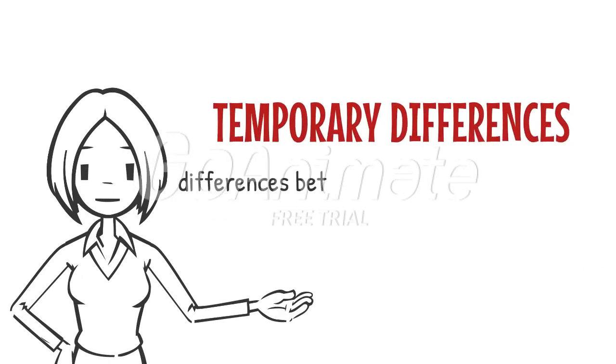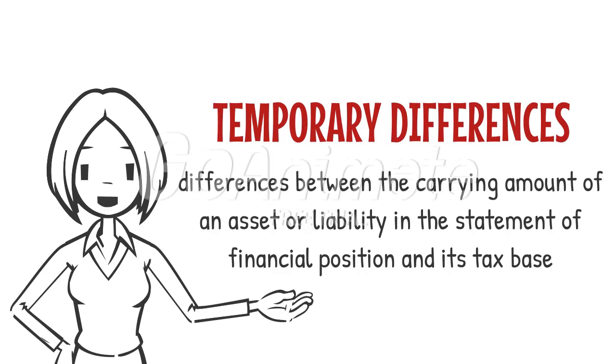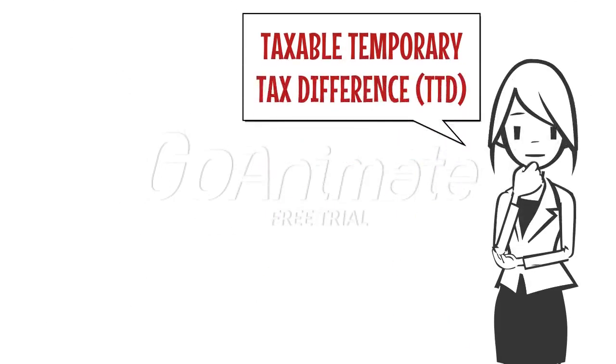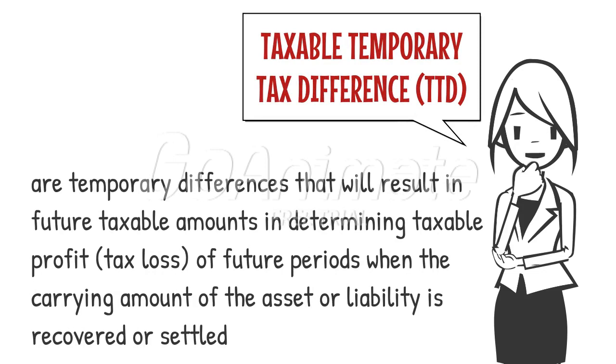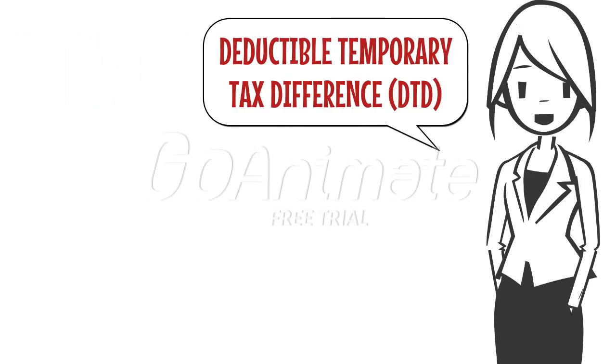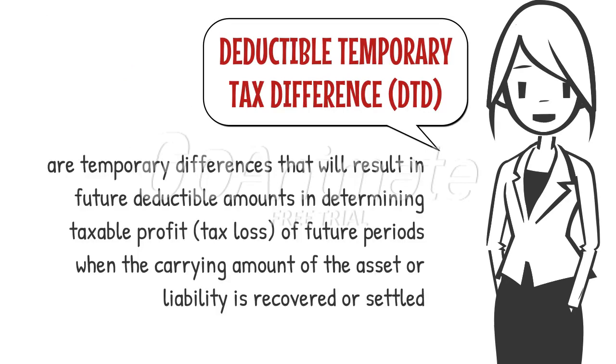Temporary differences. These are differences between the carrying amount of an asset or liability in the statement of financial position and its tax base. Taxable temporary differences are those differences that will result in future taxable amounts in determining taxable profit or loss of future periods when the carrying amount of the asset or liability is recovered or settled, while deductible temporary differences are temporary differences that will result in future deductible amounts in determining taxable profit or loss of future periods when the carrying amount of the asset or liability is recovered or settled.